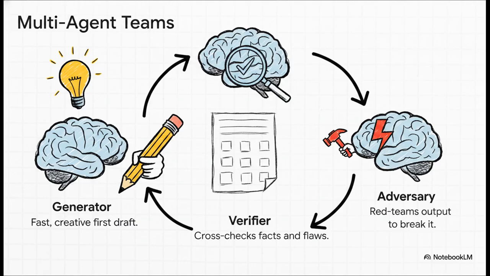Think of it like a medical tumor board, where multiple doctors rigorously debate a diagnosis to ensure total accuracy. Instead of one agent giving an unchecked answer, we use a team. First, we have a generator agent that whips up a fast, creative first draft. Then we pair it with a verifier agent whose sole technical function is to cross-check citations and catch those confident hallucinations. And finally, we toss in an adversary agent to red team the output, actively trying to break the logic and find flaws. By structuring the system this way, we are forcing our AI to actually earn its confidence through rigorous cross-checking.